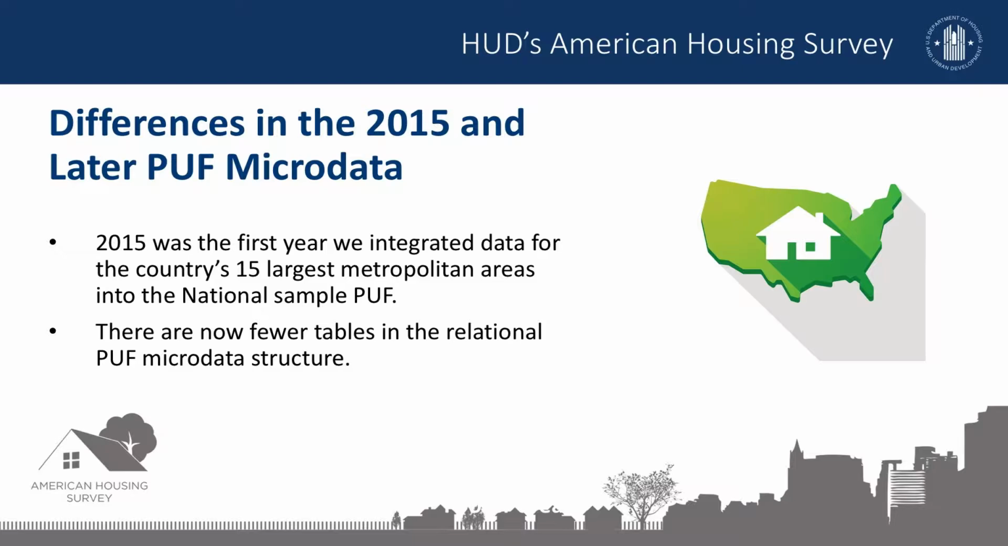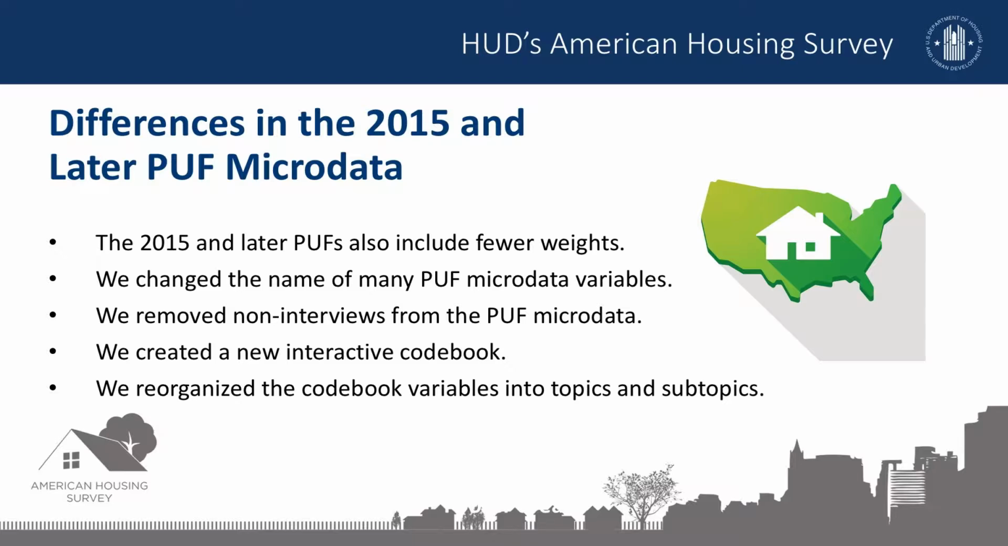The sample redesign also resulted in some important changes to the 2015 and later AHS PUF microdata. For instance, 2015 was the first year we integrated data for the country's 15 largest metropolitan areas into the national sample PUF microdata. There are now fewer tables in the relational PUF structure. We'll look more closely at the structure of the PUFs in a few minutes. The 2015 and later PUFs also include fewer weights.